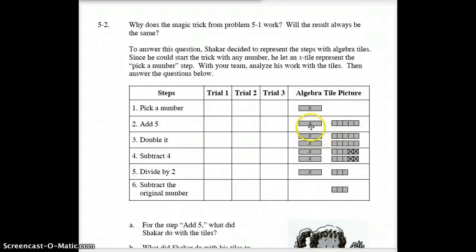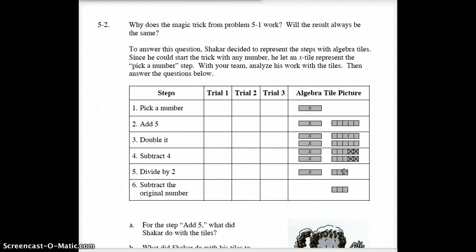You then doubled it, so instead of having an x plus 5, you now have 2 x's plus 2 5's, or another way of saying that is 2x plus 10. Then we had you subtract 4 from that. So we took these 4 over here and we subtracted it. So everybody was at 2x plus 6. You then divided it by 2, so you're back to an x plus 3.